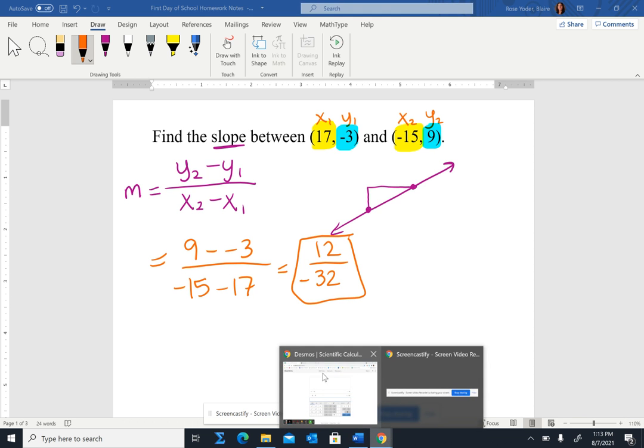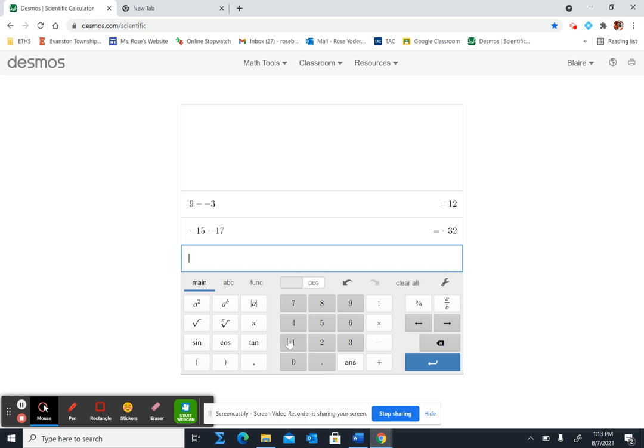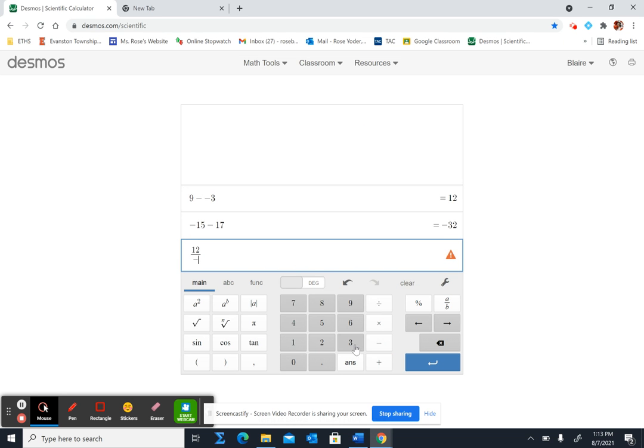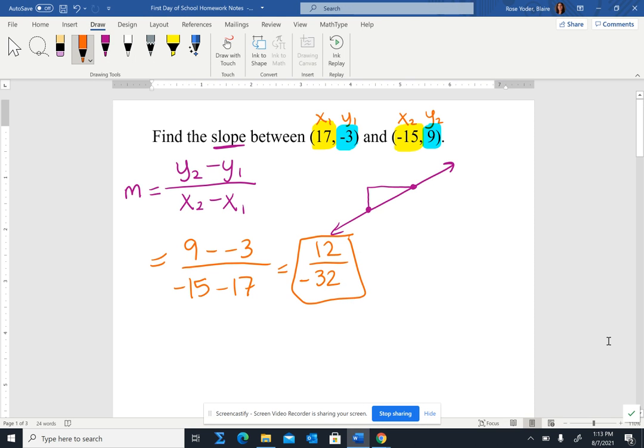So let me show you how you can simplify a fraction on this Desmos calculator. You can go 12 divided by negative 32. And then if you notice, it gives you a decimal answer, but if you hit this little convert to fraction button right here, it sort of magically makes it a fraction for you. So that's pretty nice and user-friendly. So it's negative 3/8 is the best final answer for your slope.